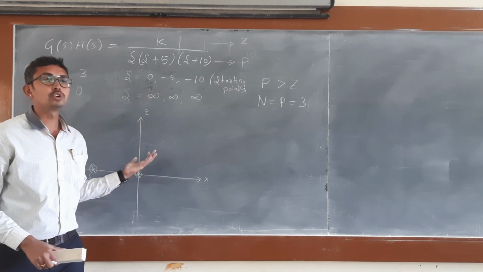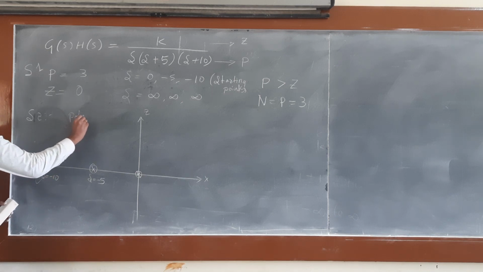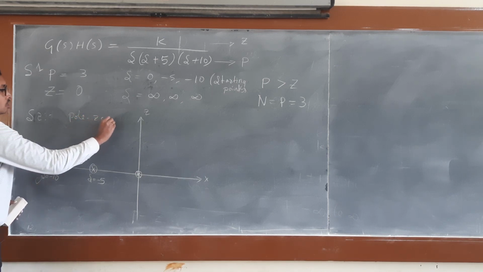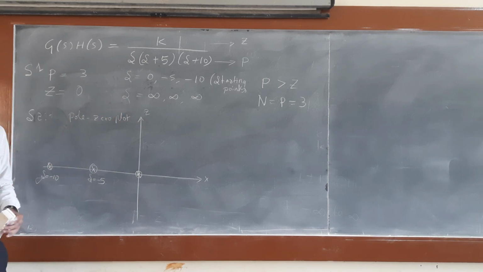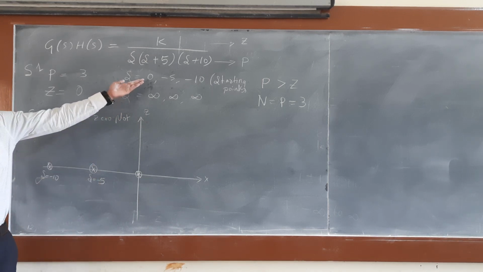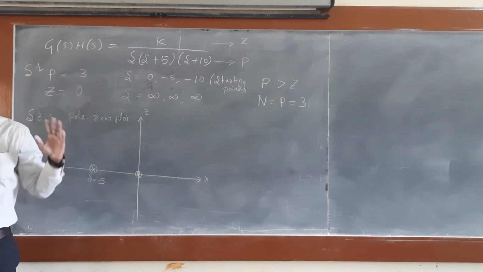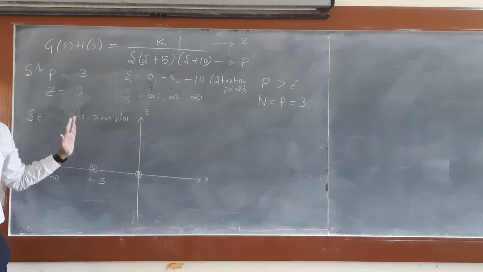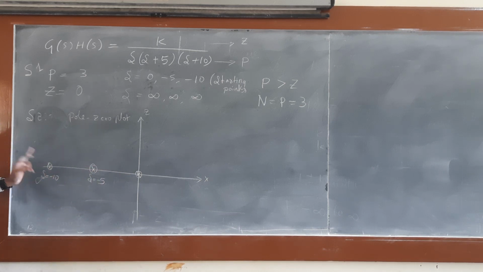So we are going to draw the pole zero plot. So this we are going to call as what? Pole zero plot. So this is a pole zero plot. The poles we have are 0, minus 5 and minus 10, and we don't have any zeros. So that's why it is a pole zero plot. So the roots are there on the axis, right?